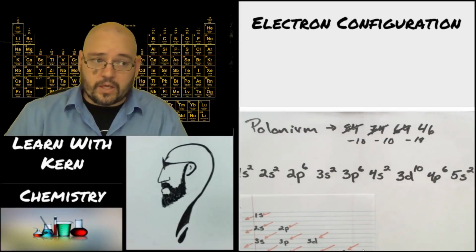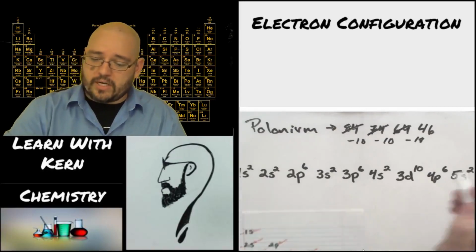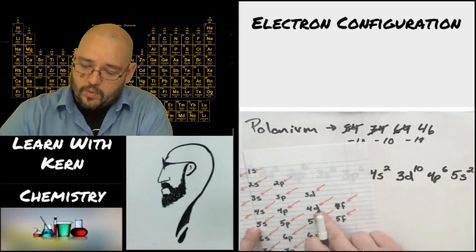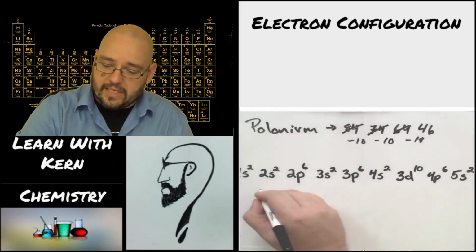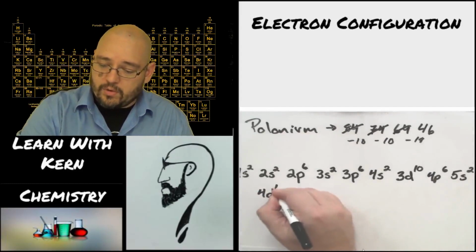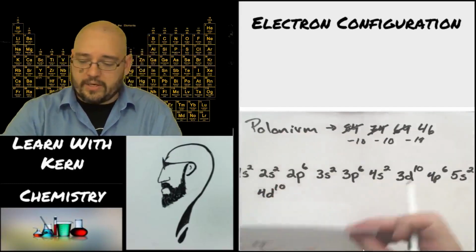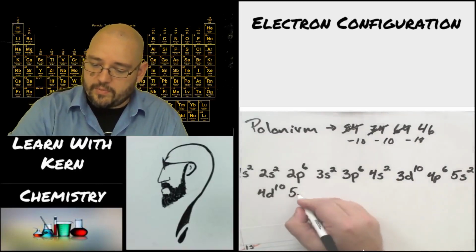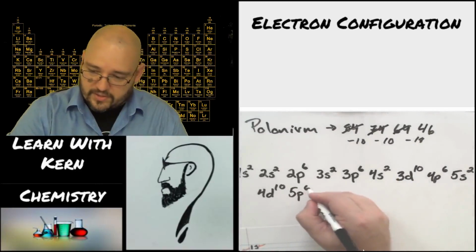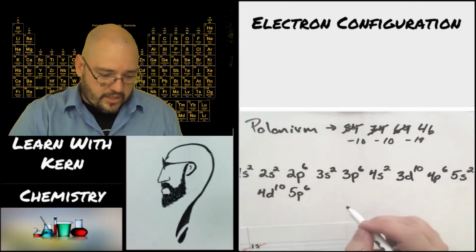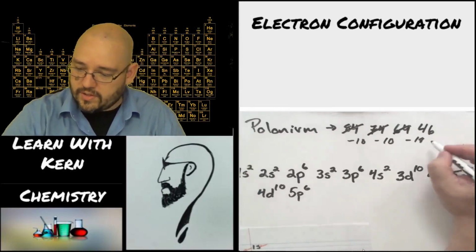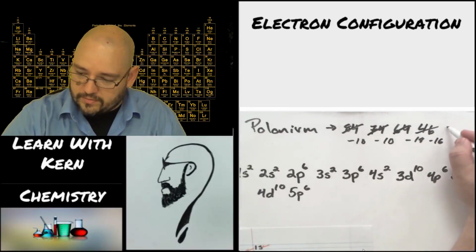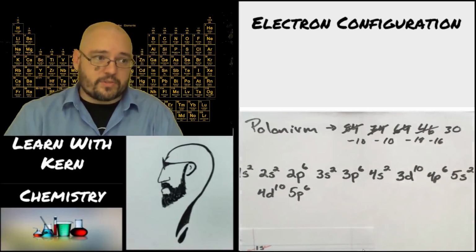Okay, so now I'm running out of room, so I am going to come down to the next line. After 5s, the next thing is 4d. So I'm going to come to my 4d, and a d orbital holds 10. Okay, so after 4d, I do 5p. So 5p is 6. So I've just used another 16 electrons. So I subtract another 16 electrons. I am down to 30 electrons left to place.